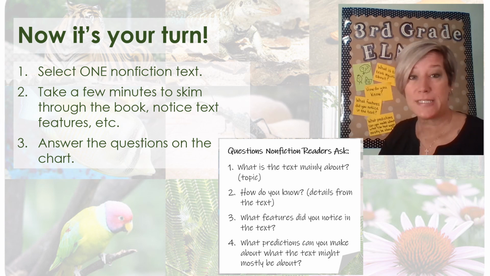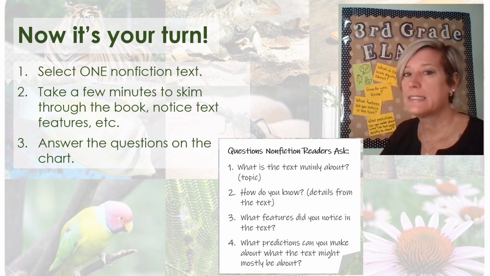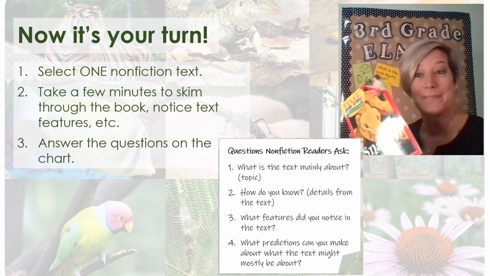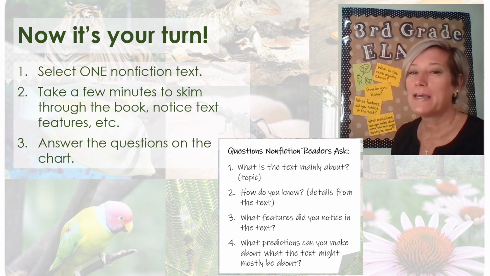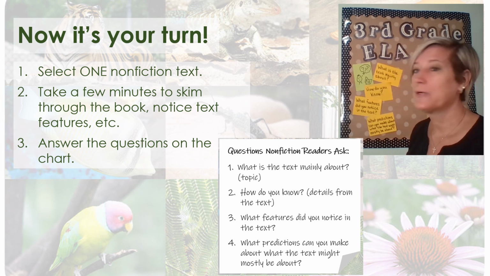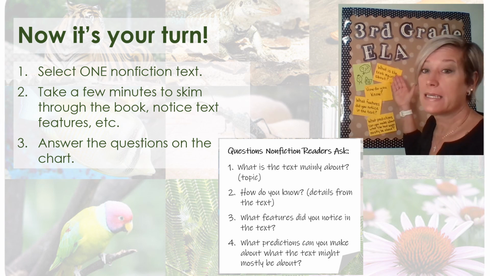So that's the first step. Choose one text, just one for today. After you've chosen that text, you'll move to step 2. Take a few minutes to skim through the book. Notice the text features and things like that, sort of like I did with my book, Snakes. And then last but not least, once you've done a little bit of exploring, you'll answer the questions on the chart. So the first question that you're going to answer is, what is the text mainly about?